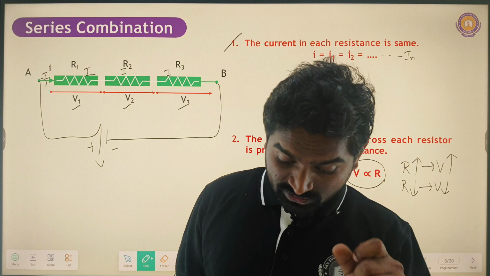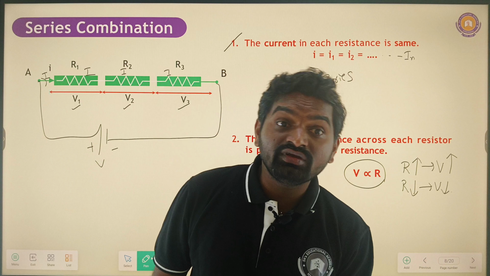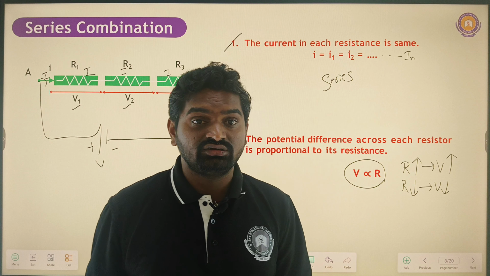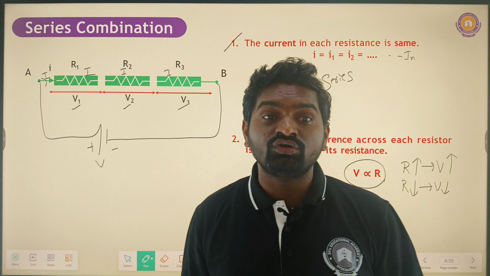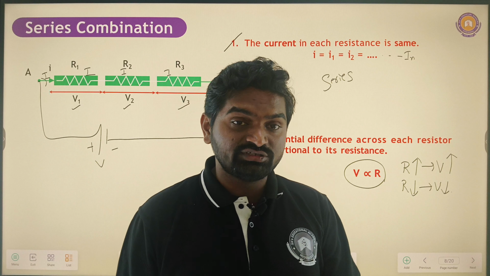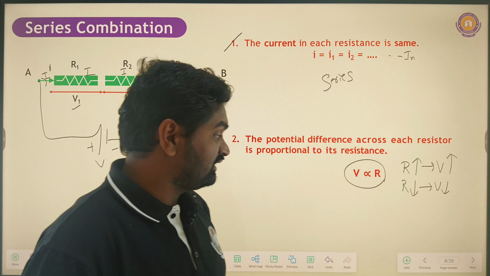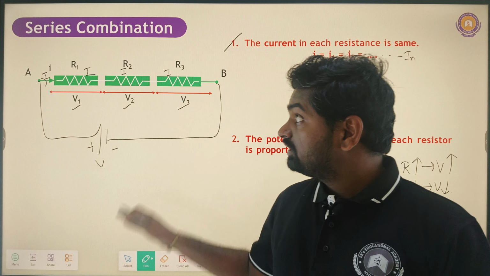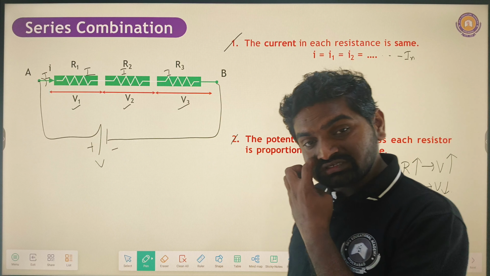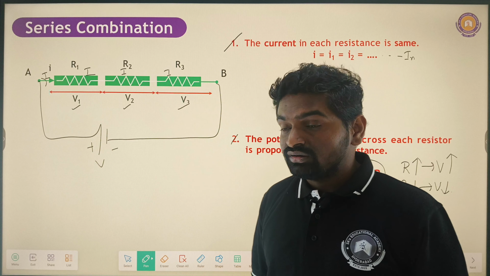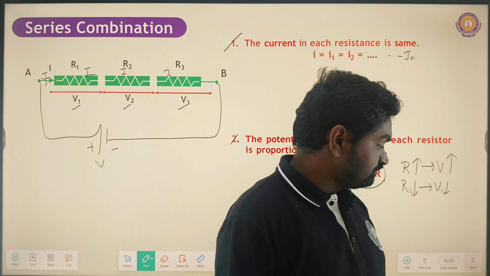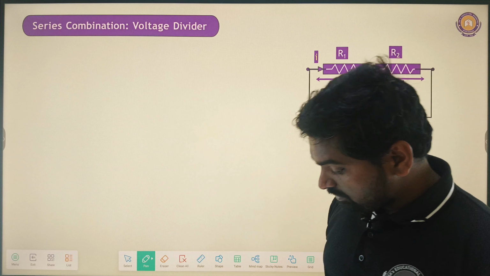So for domestic purposes, we choose only parallel connection, not series connection. Suppose we take series connection, voltage will fluctuate. That's why we choose parallel connection in domestic electrical connections. Clear? So this is an important note on points 1 and 2: current is always constant in series connection and voltage changes in series connection. Okay? So now series combination.